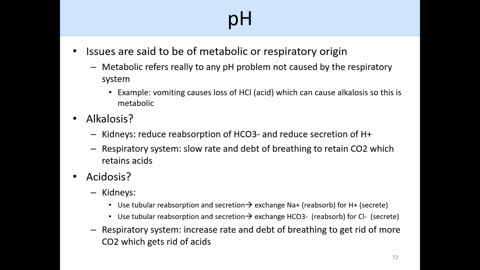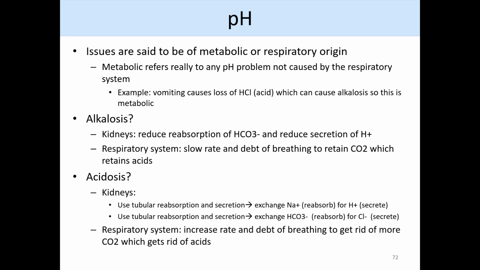Maybe there's a lot of vomiting going on, which is causing a loss of hydrochloric acid, and this can cause alkalosis. So there's a lot of different ways this can happen. But we can also have issues with pH that are of respiratory origin, which we've talked about in the respiratory system. Let's take a look at what happens when we see conditions of alkalosis or acidosis in the body.